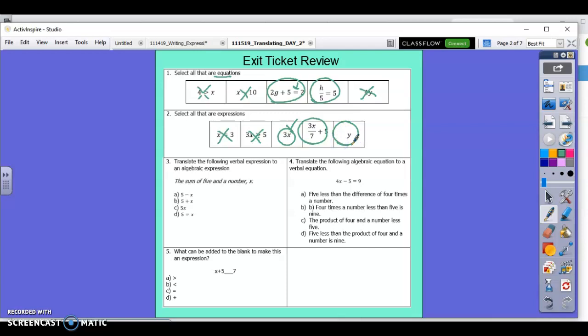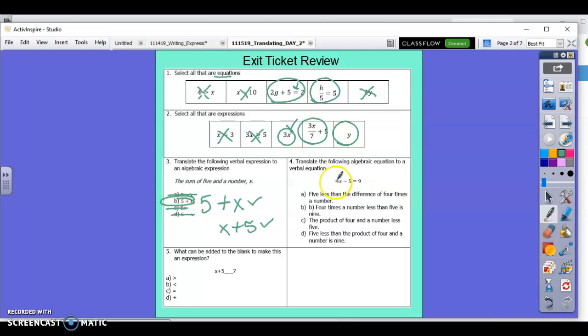Number three, translate the following verbal expression to an algebraic expression. The sum of 5 and a number x. So all that means is instead of a number, use the letter x. So sum means to add. So I'm going to have 5 plus x, or it could have been x plus 5. These are both okay. That's subtraction. That's multiplication. That says equals. The answer is B.